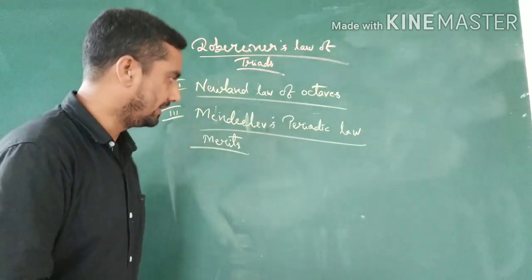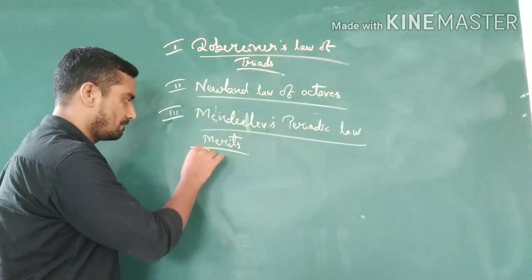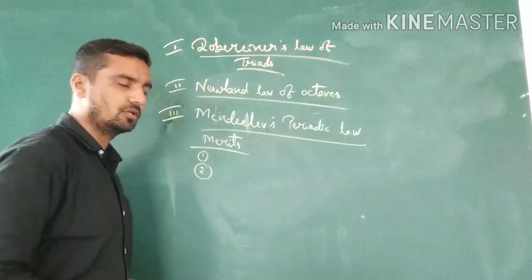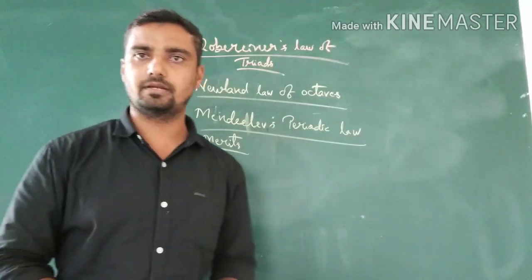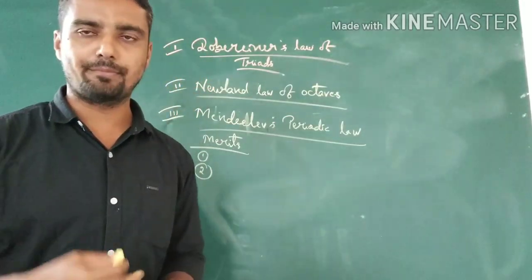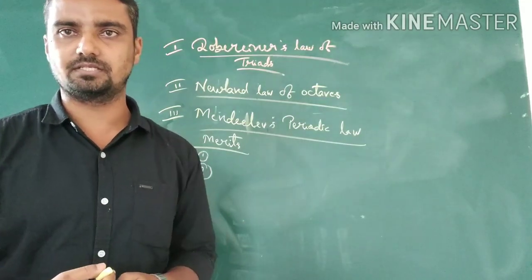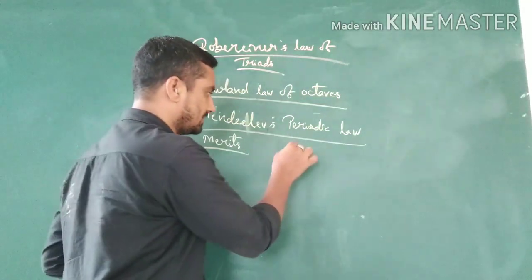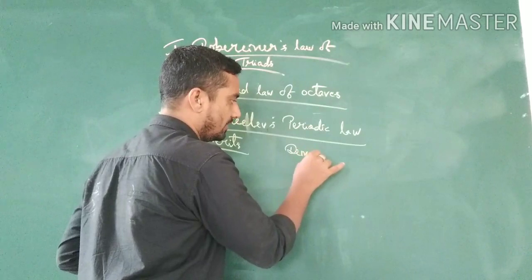And they have placed vacant spaces for elements. For future discoveries, empty spaces were left. That's the second merit. Now come to the demerits.